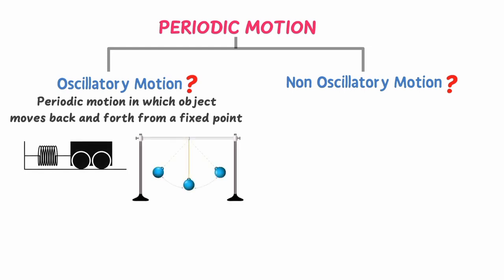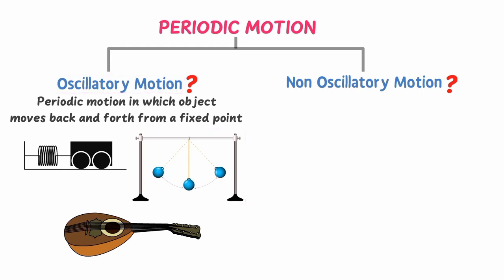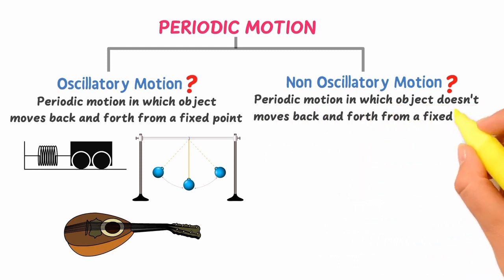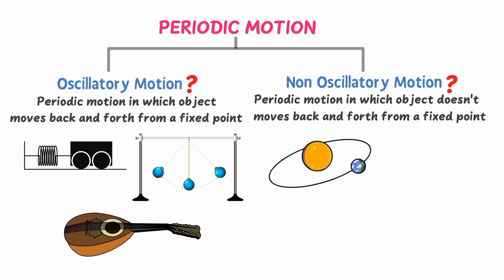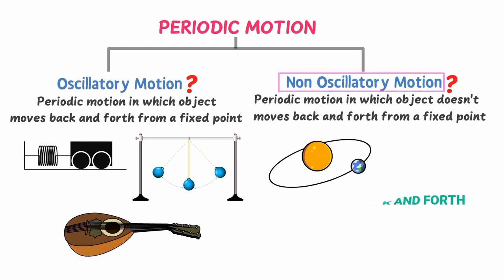the motion of a simple pendulum, strings of the guitar. These all objects move back and forth from a fixed point, so they all are in oscillatory motion. While periodic motion in which an object doesn't move back and forth from a fixed point is called non-oscillatory motion. For example, motion of the earth around the sun. The earth doesn't move back and forth, but it repeats its motion on a circular path. So it is a non-oscillatory motion.